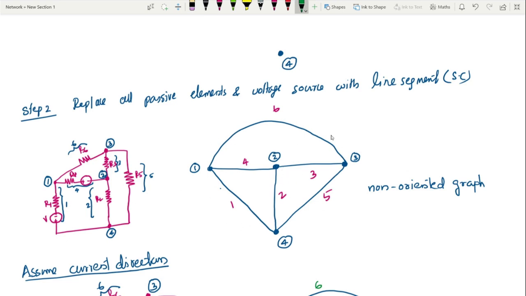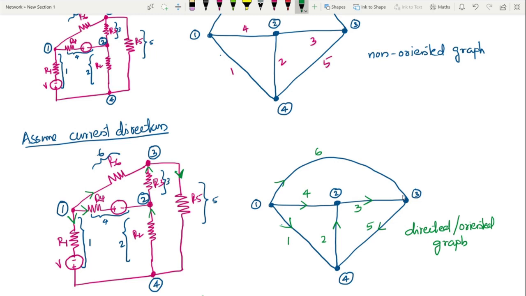So this is a graph where the current direction is not marked through the branches. So it is a non-oriented graph. As we need the oriented graph of this network, it is essential to assume the current direction in each branch of this network. Let's assume the branch currents in the network first of all. Then we can mark the same in the graph also.